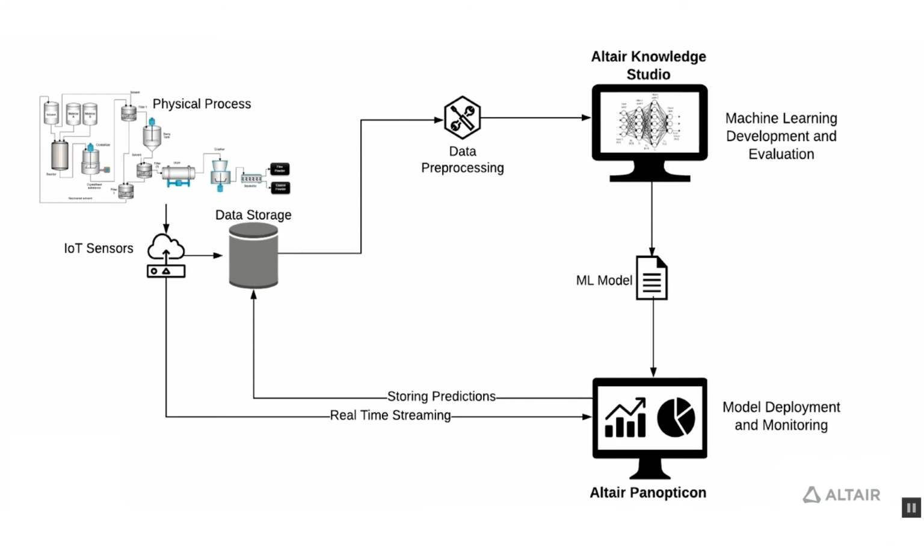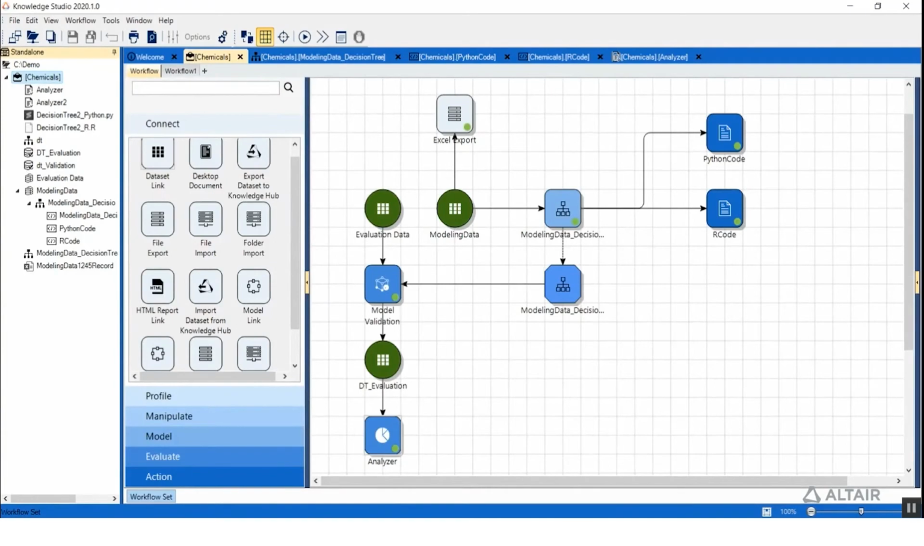We process that data and import it inside Knowledge Studio, where we develop the machine learning model and evaluate the performance of that model. Once we're happy with the model, we export the model in the form of code, whether it's R code or Python code, and import it inside Panopticon to deploy the model. Here we have the workflow in Knowledge Studio.